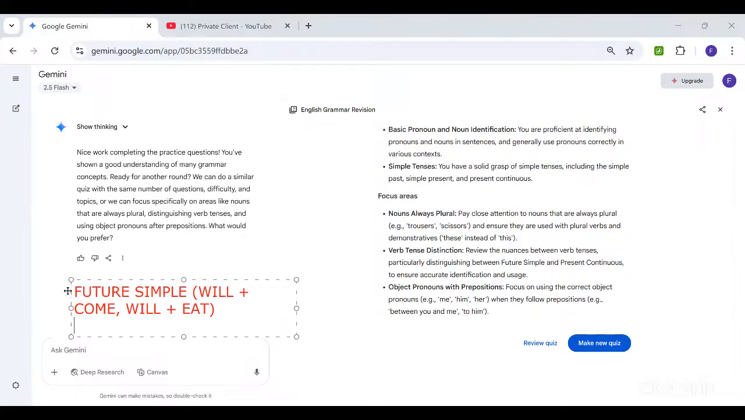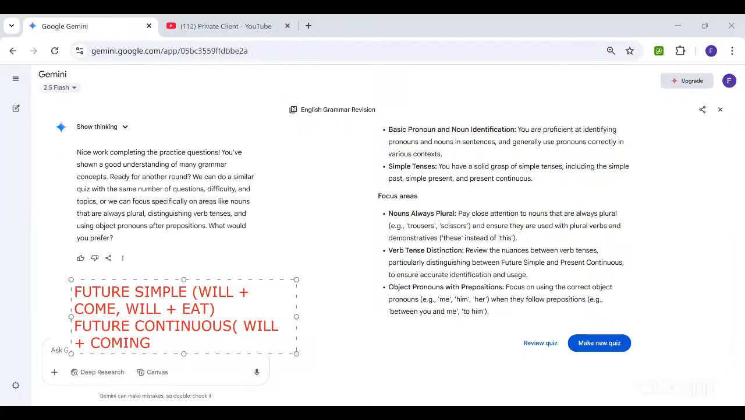Now let's go to future continuous. It's still future, so will be there. Now, in this form, the simple changes to continuous. And I said continuous verbs will always have ing. So come there will change to coming. The other one we will still have will. Eat there will change to eating. Do you understand it? Yes.